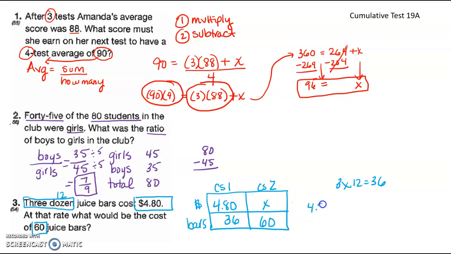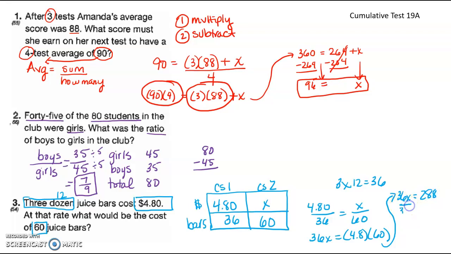My proportion is going to be 480 over 36 is equal to x over 60. I'm going to cross multiply. And again, I'm running out of room. I apologize. 36x is equal to 4.8 times 60, which is 288. Let's divide and see what we get. I get $8.